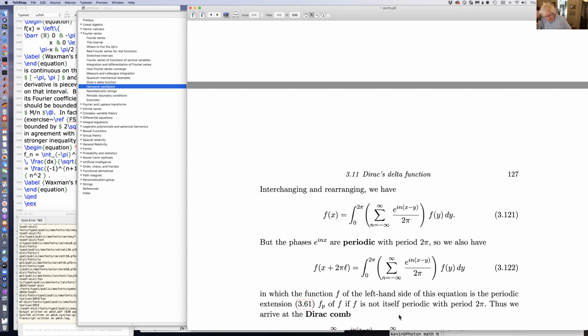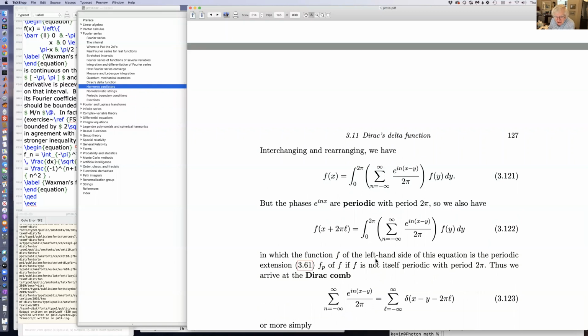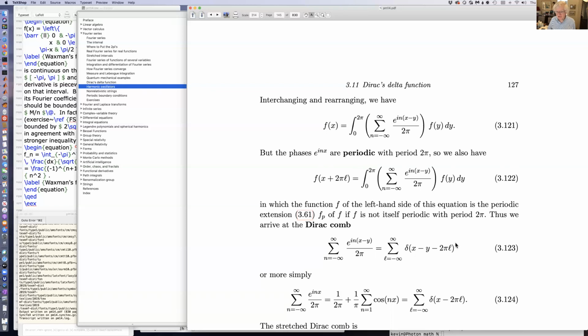Now let's look at this equation. This is a remarkable equation, which once again, it was Dirac who pointed this out. The implication here is that this is not simply a Dirac delta function, but an infinite sum of Dirac delta functions. And this is in fact called the Dirac Comb. That's because what we've got is infinitely many Dirac delta functions.